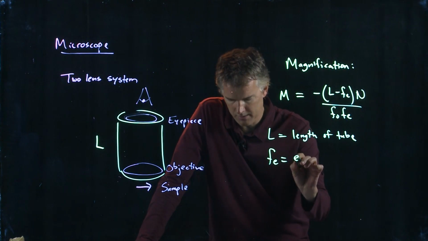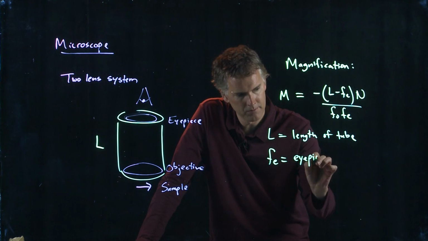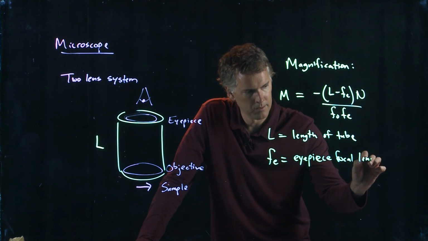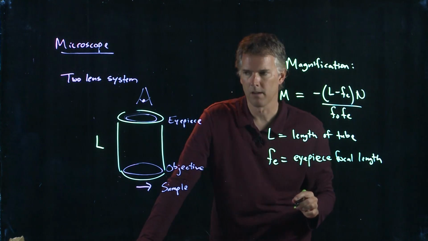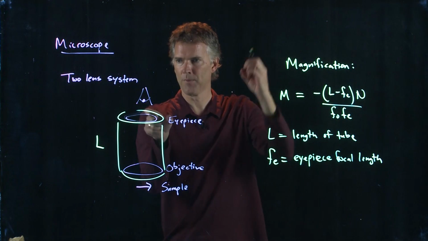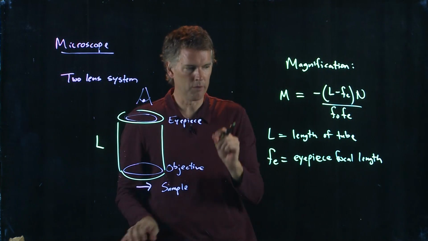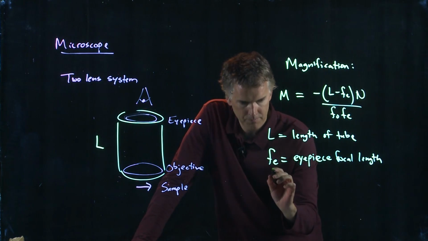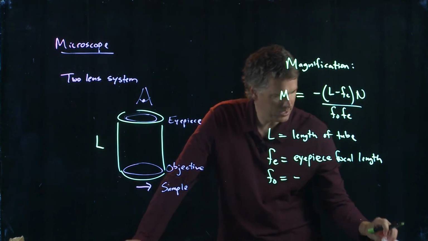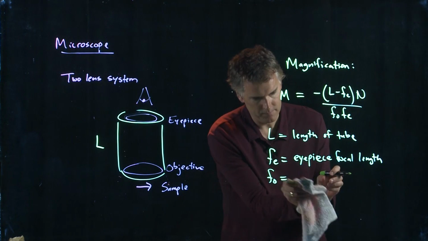FE is the eyepiece focal length. Okay, so that eyepiece up there, you can actually pull it out on the microscope and look through it. It's a very short focal length eyepiece. FO is the focal length of the objective.